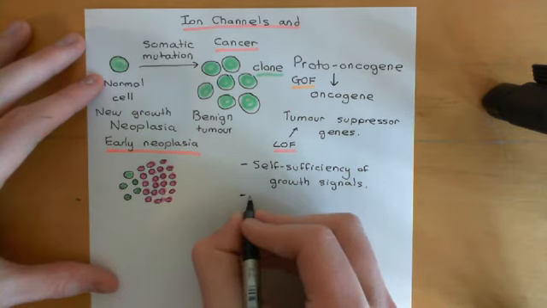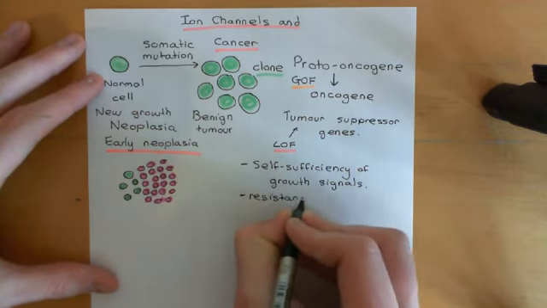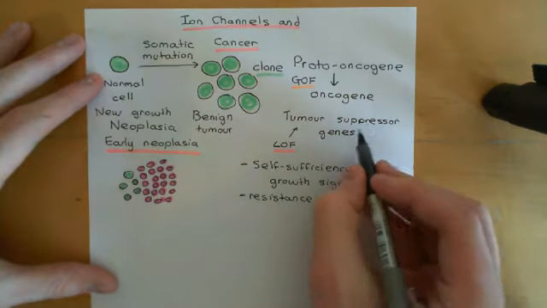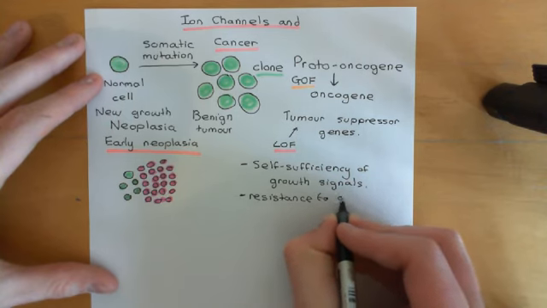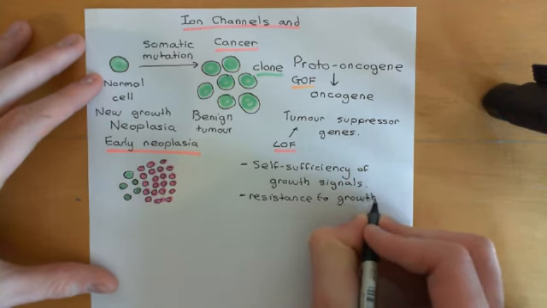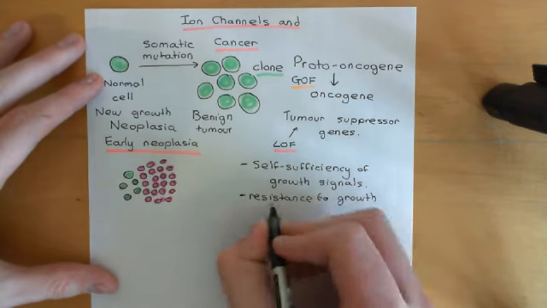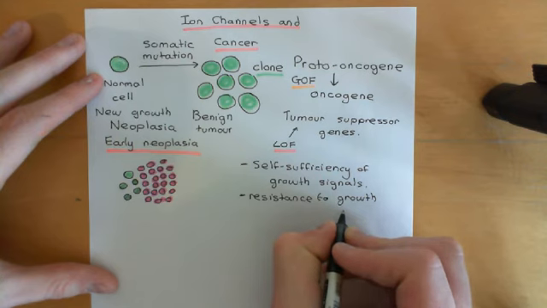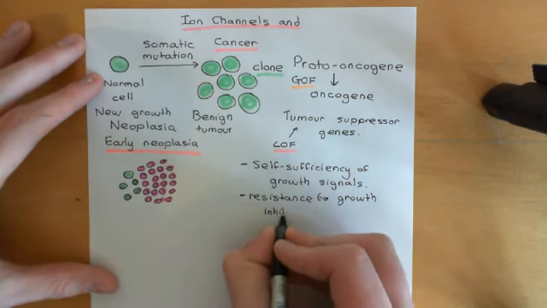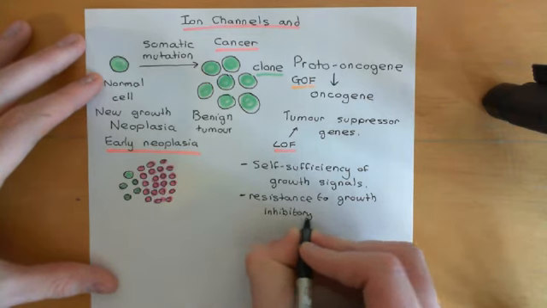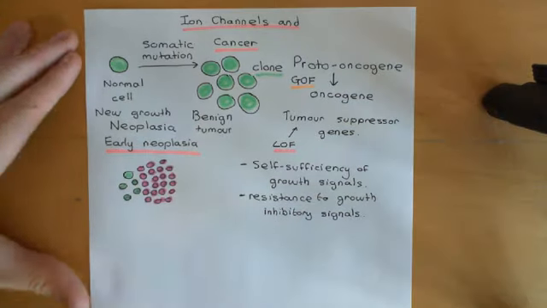Next, resistance to growth inhibitory signals. This is all about the fact that they are no longer listening to the tumor suppressor genes. So this one, if you like, was all about having enough oncogenes, and this one was all about having enough loss of function in tumor suppressor genes. Resistance to growth inhibitory signals is another phenotype that's going to build up in these cells as you go along this process.